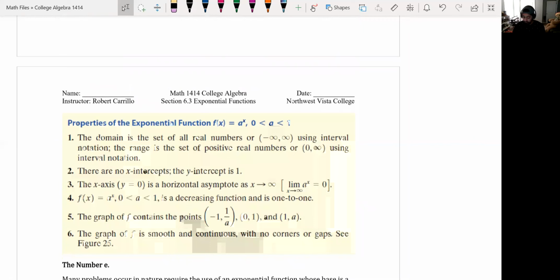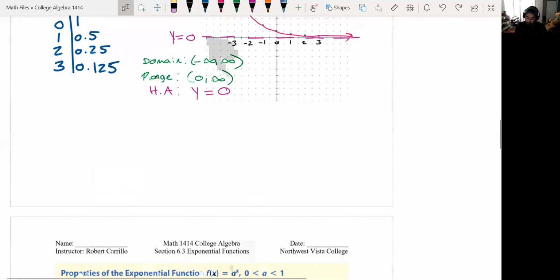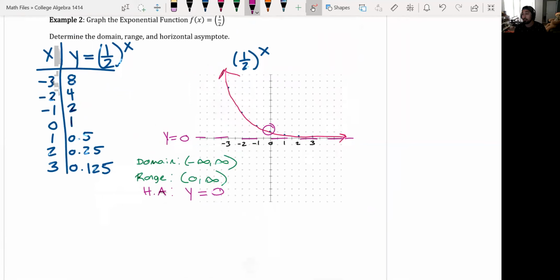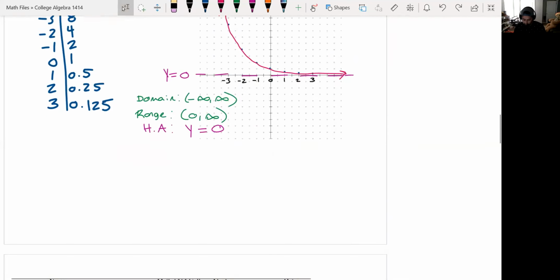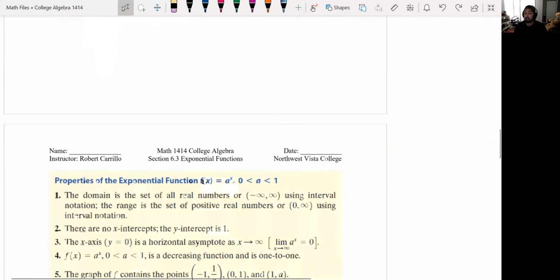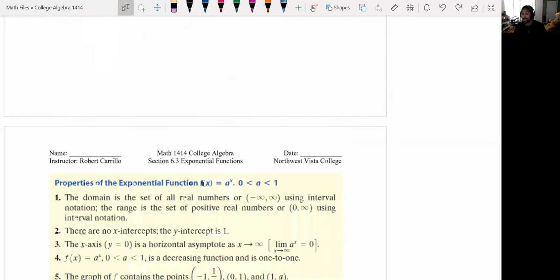If we have an exponential function whose base is between 0 and 1, like I've been saying, the domain is still all real numbers, and the range is still 0 to infinity. Once again, there are no x-intercepts, but there's a y-intercept at 1. Right there. The x-axis is a horizontal asymptote as x approaches infinity. So what we say now in our limit notation from calculus is that the limit as x approaches infinity of a to the x equals 0.